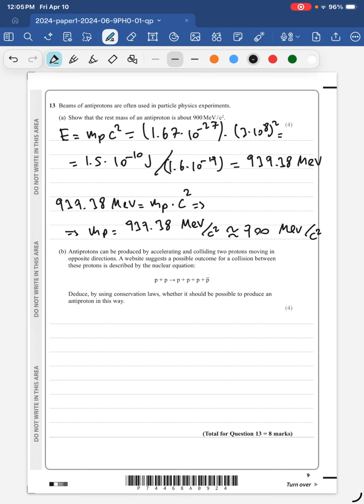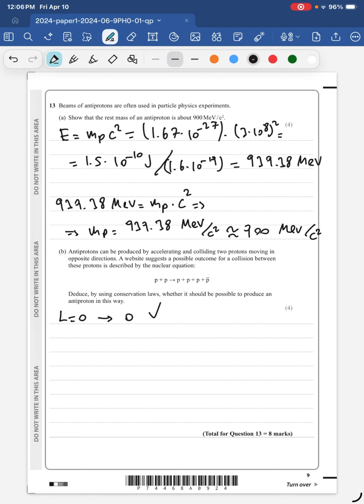A website suggests a possible outcome for a collision between these protons is described by the nuclear equation. So two protons colliding produce three protons and an antiproton. Deduce by using conservation laws whether it should be possible to produce an antiproton in this way. Okay, so in this equation, let's test the lepton number conservation. So lepton number is 0 before and it's 0 after, so it's conserved.